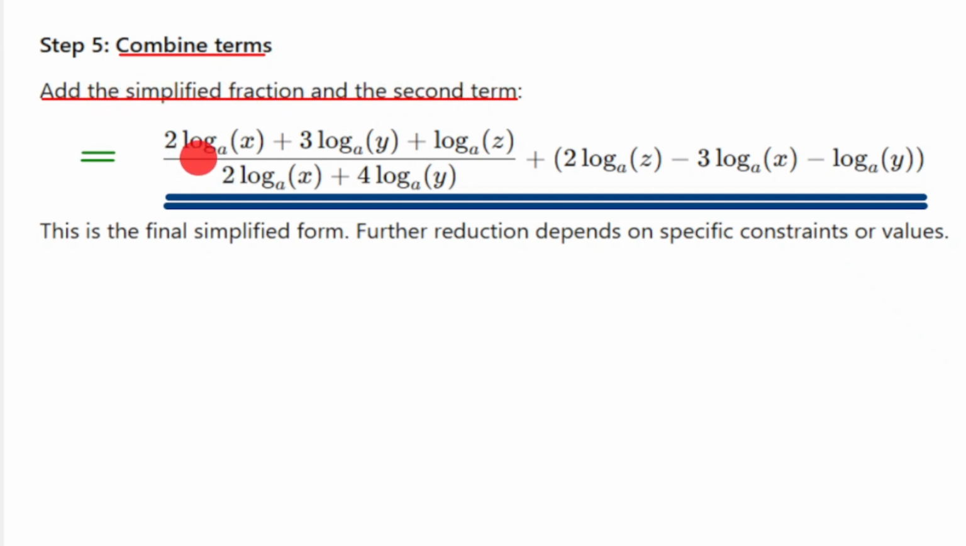We get (2 log_a x + 3 log_a y + log_a z) over (2 log_a x + 4 log_a y + 2 log_a z) minus (3 log_a x − log_a y). This is the final simplified form. Further reduction depends on specific constraints or values.